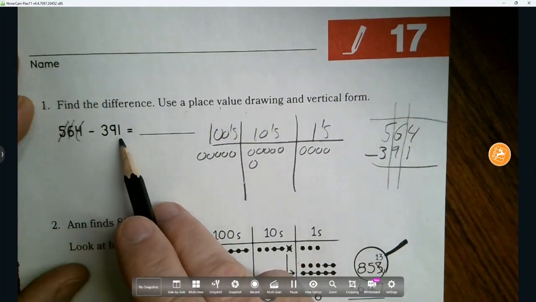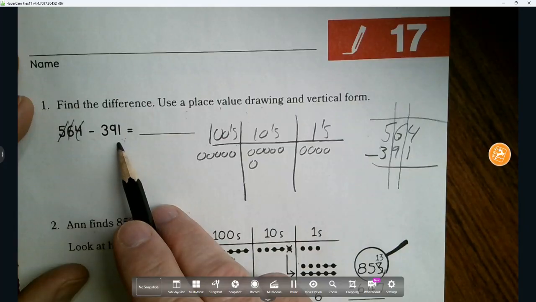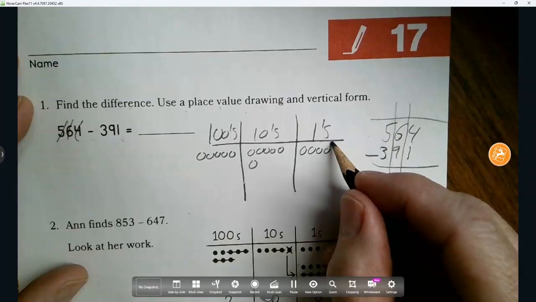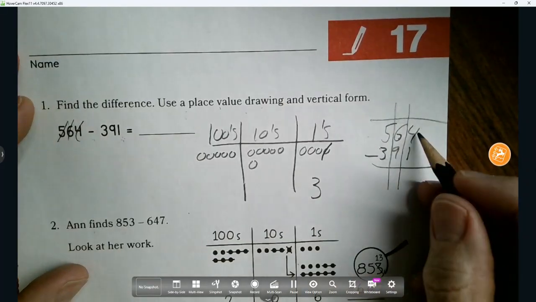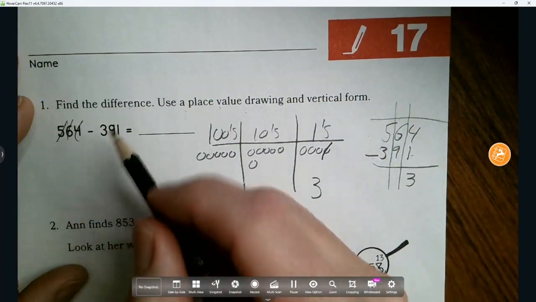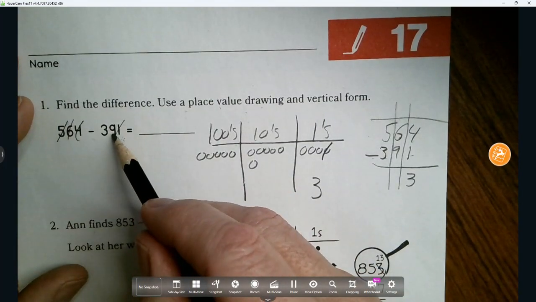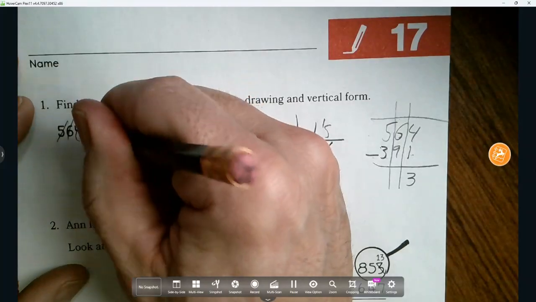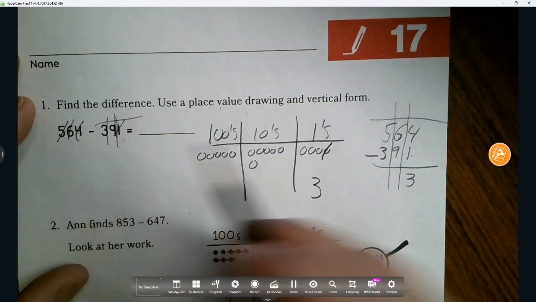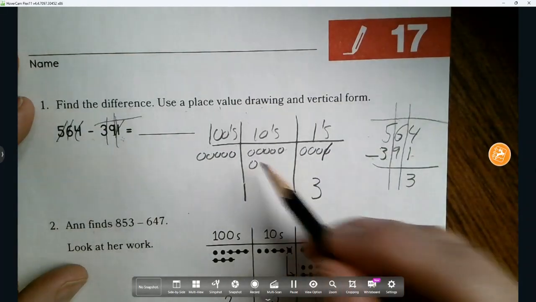Now we need to subtract 391. Remember, we always have to start in the ones place. So we take away 1 one. That leaves us with 3. Over here, 4 minus 1 is 3. Now we need to get rid of 9 tens. Same thing here. 1, 2, 3, 4, 5. We don't have enough.